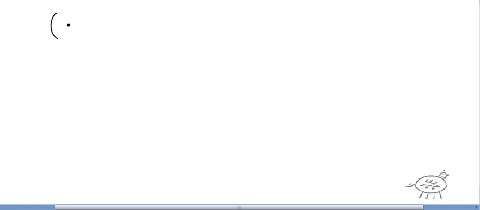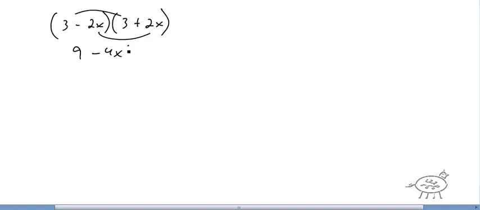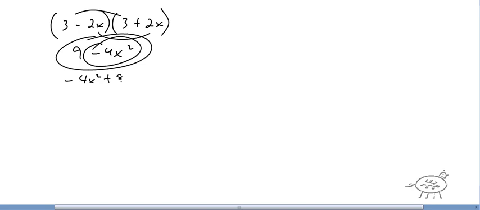Let's try another one. 3 minus 2x and 3 plus 2x. We get 9 first, and the last gives us minus 4x squared. Now, I should have shown you in the last example, I always want your answer in descending order. You technically write this as negative 4x squared plus 9. I want you to start putting it in descending order as a final answer.